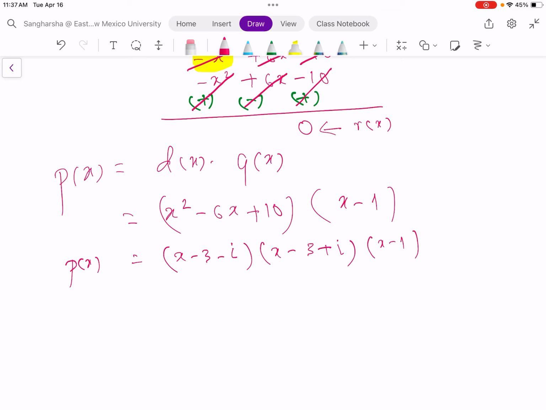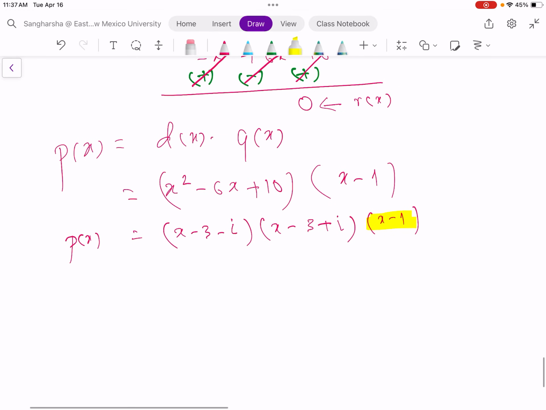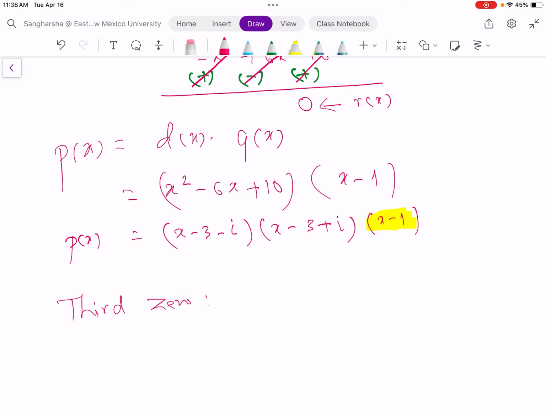Now from here, what is the other 0? We already know the 2 zeros. Can you tell me one more 0 for this function? 1, right? And this is a new factor. That's what we calculated by long division. Okay, and we want a number that makes this factor 0. So 1 is the other 0. Okay, third 0 is 1.